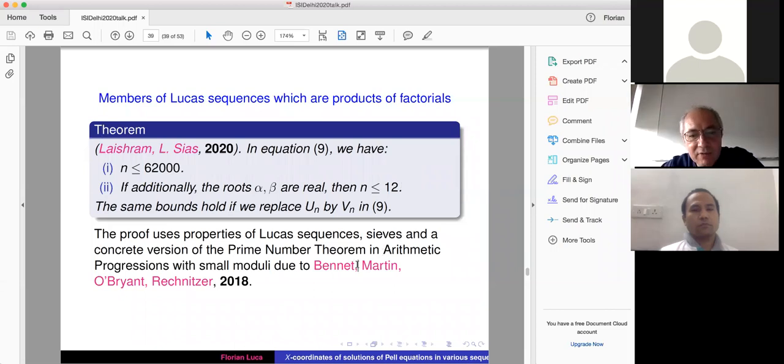And one of the interesting things that was in that paper computationally was a recent result of Bennett, Martin, O'Bryant, and Rechnitzer about prime numbers in arithmetic progressions with small moduli. They have very explicit bounds. When people work with explicit prime number theory, they work with, let's say, a paper of Rosser and Schoenfeld of the 60s for explicit estimates for primes. And of course, there are a few better versions by Dusart and so on.